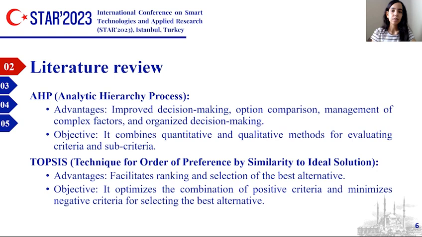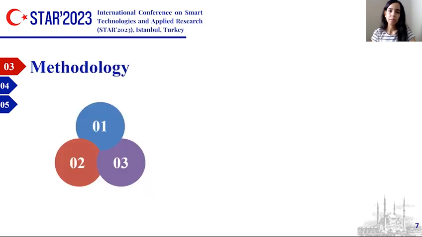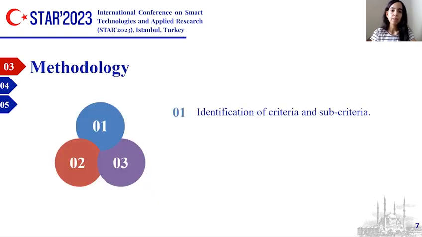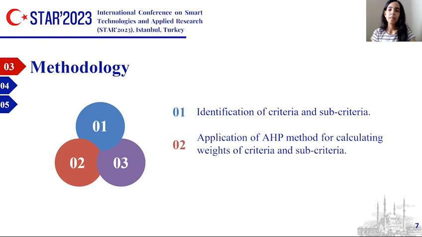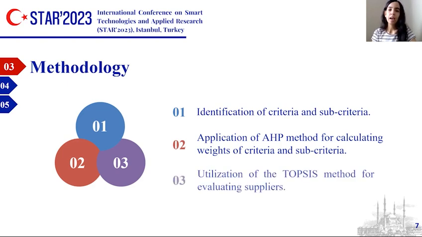For our study, we used the AHP TOPSIS method, and to solve the problem, we followed 3 steps. First, we select criteria and their sub-criteria. Next, we use the AHP method to evaluate these criteria. And finally, we employ the TOPSIS method to rank suppliers.